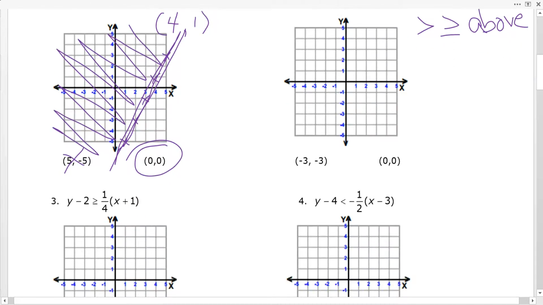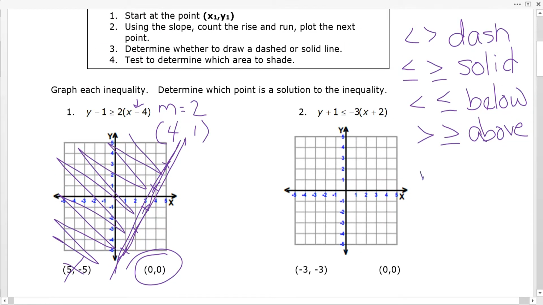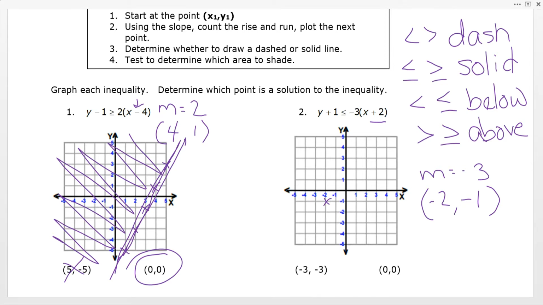Okay, number 2. Okay, the slope is negative 3. One of my points is, now it's plus 1, plus 2, and plus 1, so my negative signs are going to go with my number. So I have negative 2, negative 1. So if I find negative 2, negative 1, and my slope is negative, which means I'm going to go up 3 and over 1 to the left.